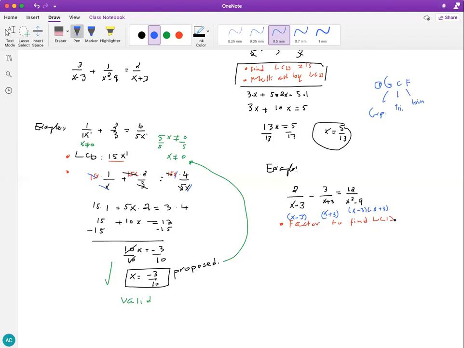All right, now what's the LCD? Based on this factoring, what is the LCD? Or how do you make them all the same? This one has x minus 3, this one has x plus 3, this one has both. So they should all be the same as this one. This one is missing the x minus 3, so you multiply this by x minus 3, and this one is missing the x plus 3. So the LCD basically is x minus 3 and x plus 3.